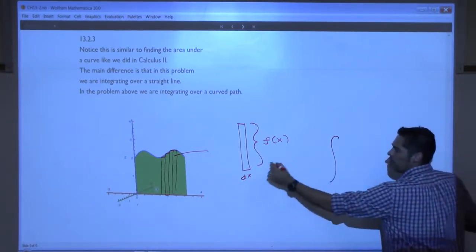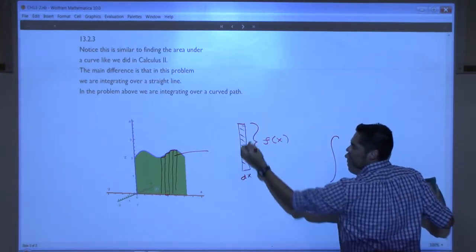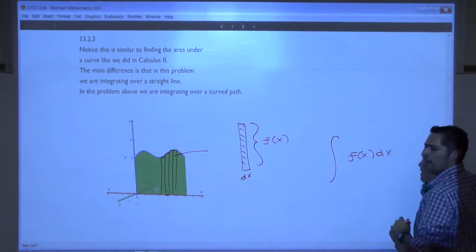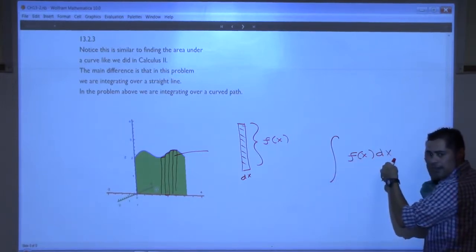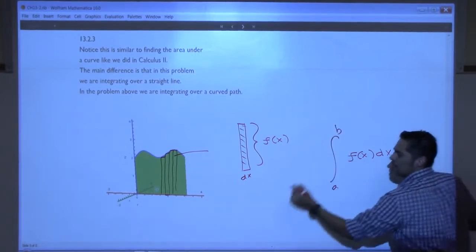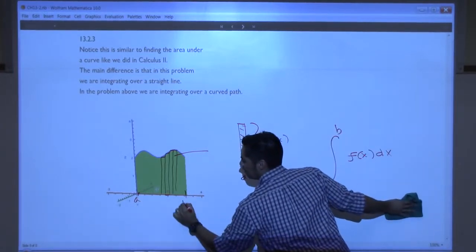What is it the sum of? The area of this. Area is this times this, so f of x dx. Add up all these rectangles, all the areas of these rectangles. And then you go from what? A to B, because that was A and that was B.